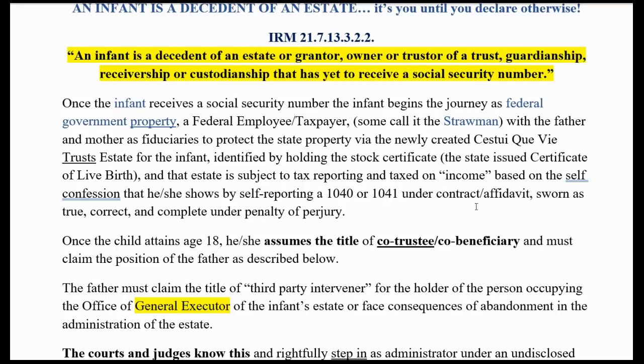And that estate is subject to tax reporting and taxes and taxed on income based on the self-confession that it's income to the individual, and by getting you to self-report on a 1040 form, which is a contract or affidavit, sworn to and correct and complete under the penalty of perjury. Folks, this is how you get tied into the system. But don't worry, it's just a contract. We just need to create a new trust to correct the position.